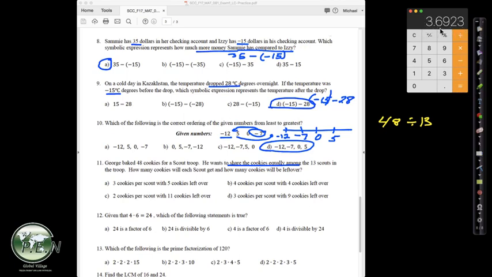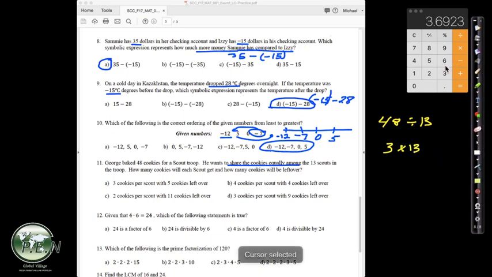.69. Now what that means, it goes in there 3 times evenly. So kind of ignore the decimal. It doesn't mean 6 cookies or half left over, whatever. It means that every person will get 3. So 3 times 13 is how many of the cookies will get taken. So only 39 are going to get distributed.